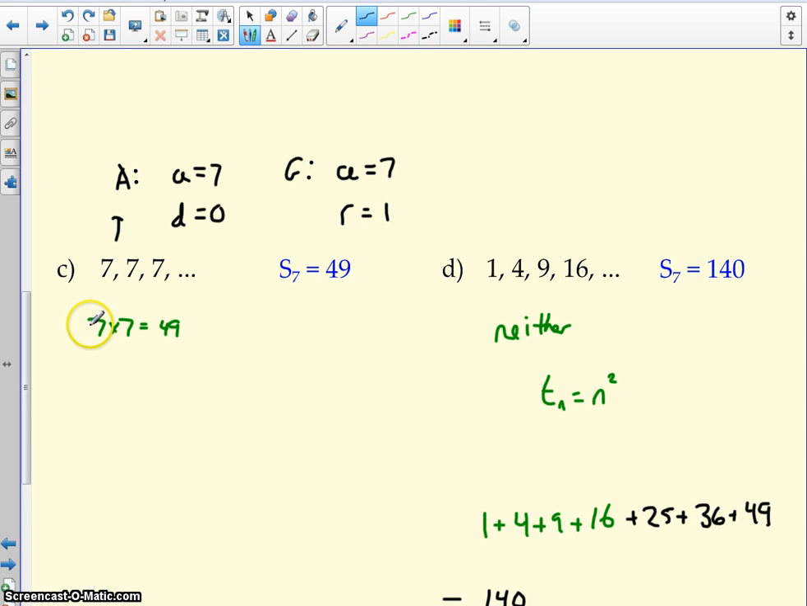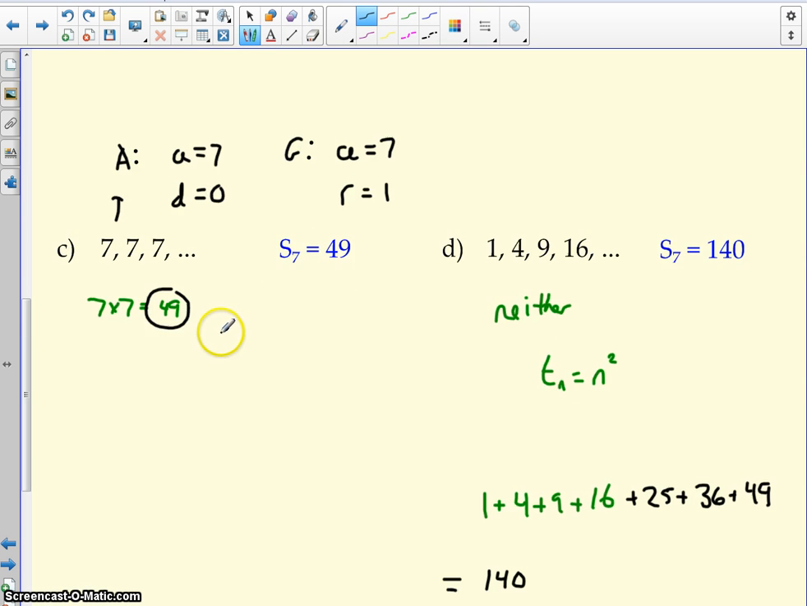But the easiest thing there is if you recognize that all the terms are 7 and there's 7 terms in your sequence, well, the sum will just be 7 times 7, which is 49. So do things the easy way whenever you can.